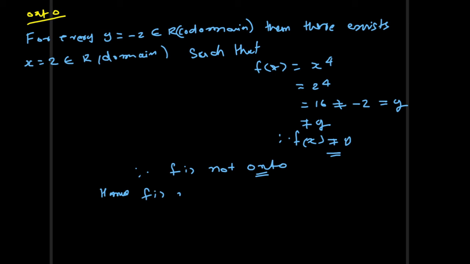And hence f is neither one-one nor onto function. Therefore our answer is D. Clear? This is the 12th question.